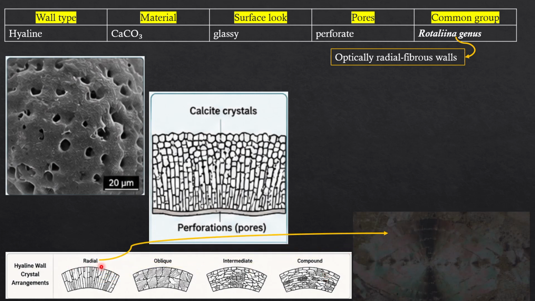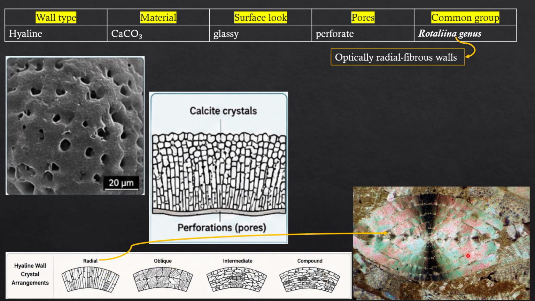From the radial side, we have an example of Nummulites. In the chamber, you can see the pillars spreading outside. So this is what we call hyaline wall arrangement.